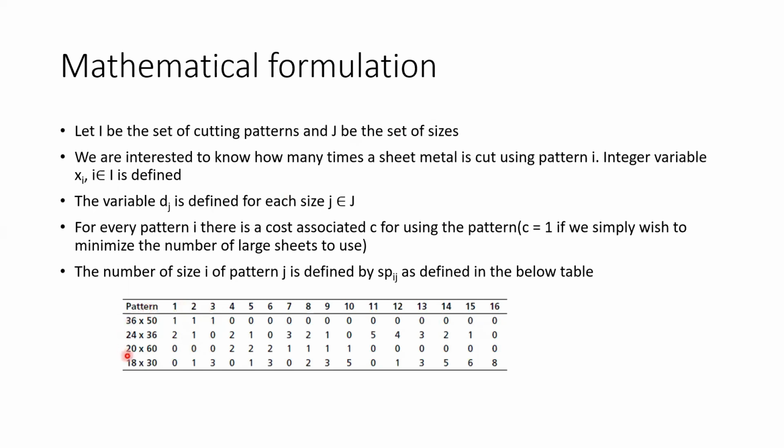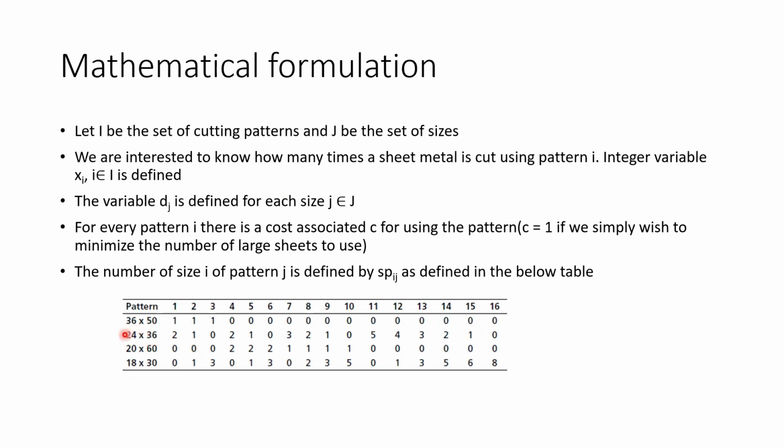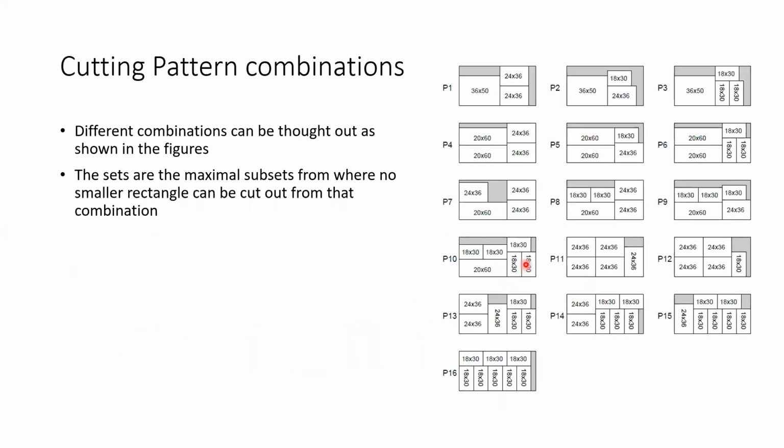We draw out the patterns in a tabular form, where in pattern 1 there would be one 36 cross 50 sheet that is possible to be cut out. If you look back at pattern 1, that is what we see over here. And in pattern 1, there would be two 24 cross 36. Likewise, in pattern 10, we see that five 18 cross 30 sheets can be cut out. If we look over here, we see 1, 2, 3, 4, 5, 18 cross 30 sheets we are able to cut out from pattern 10.